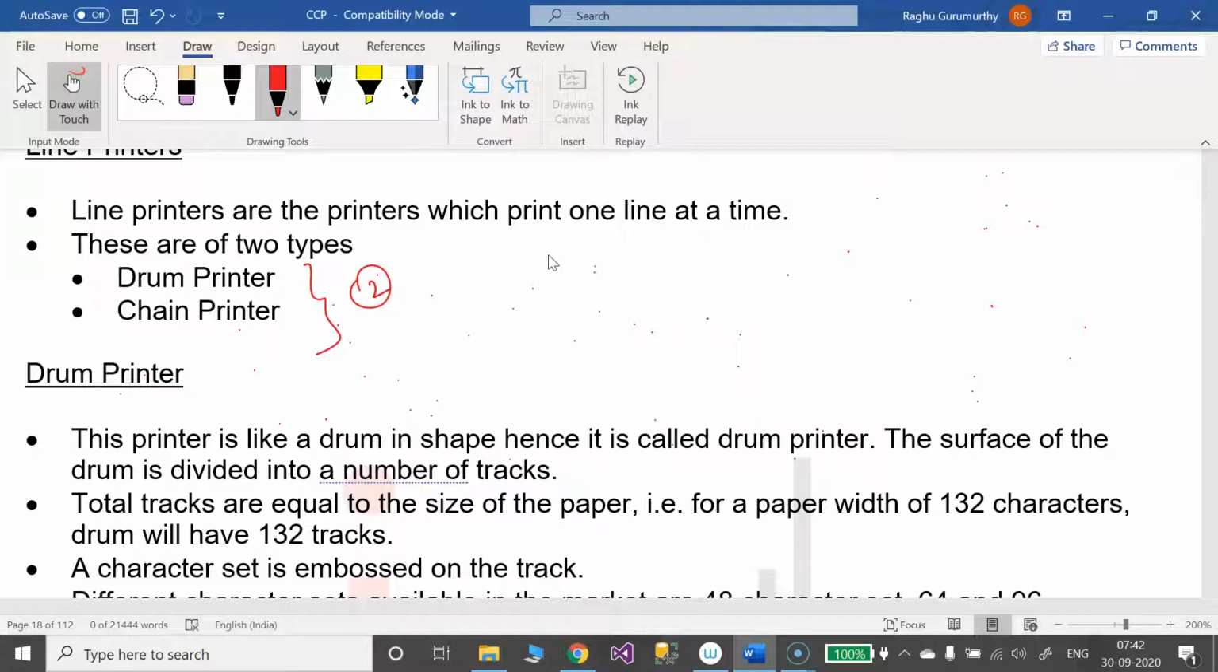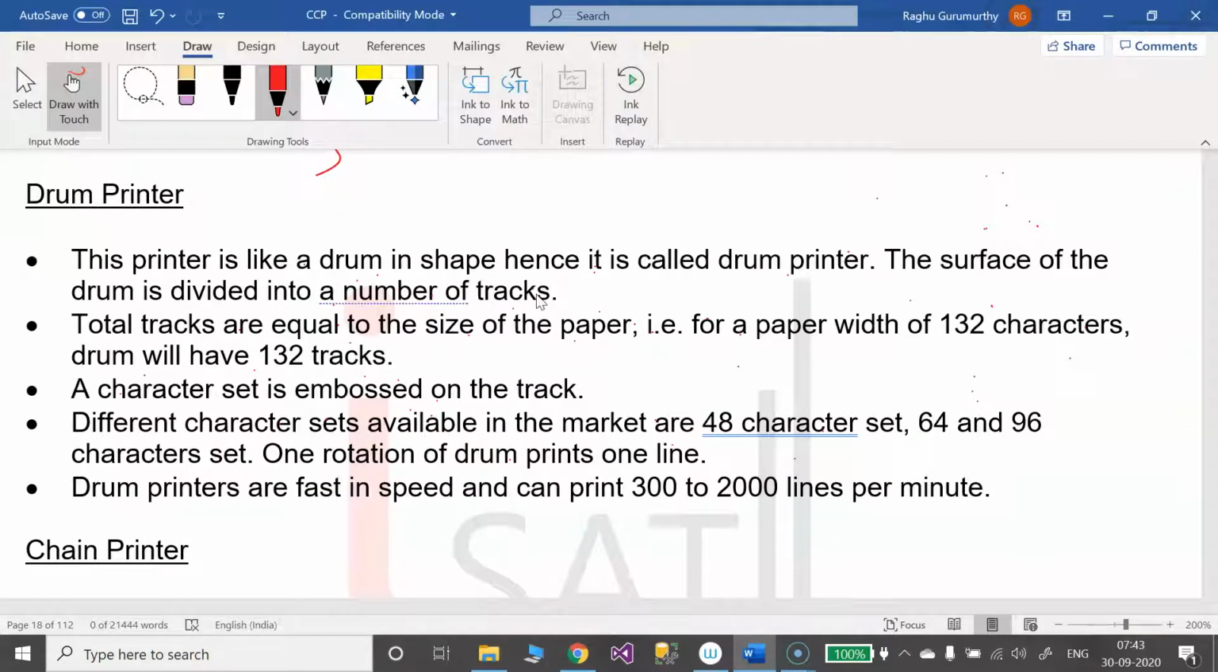What exactly will a drum printer do? The printer shape is like a drum. That's why we are going to call it a drum printer. The surface of the drum is divided into a number of tracks. Total tracks are equal to the size of the paper. That is, for a paper width of 132 characters, the drum will have 132 tracks.